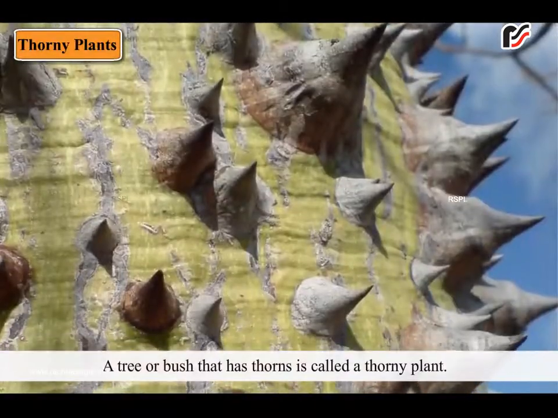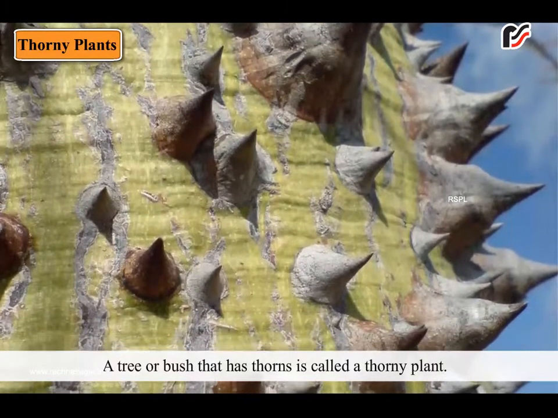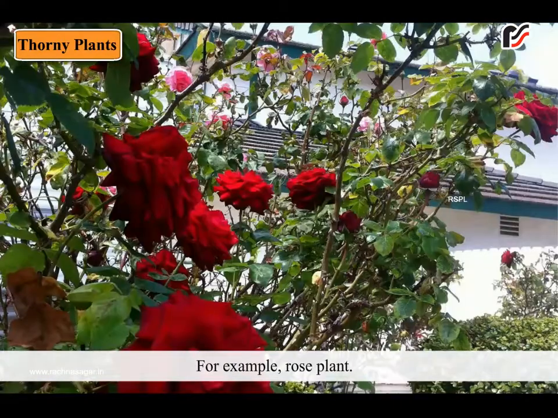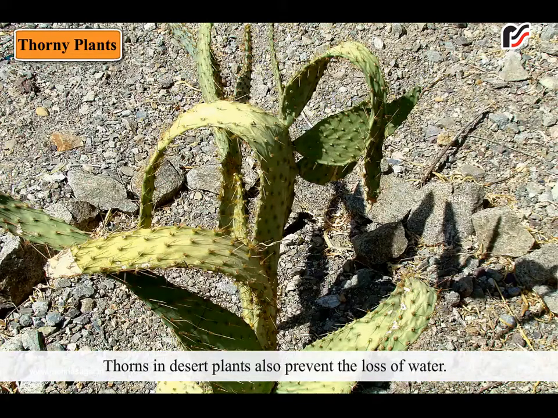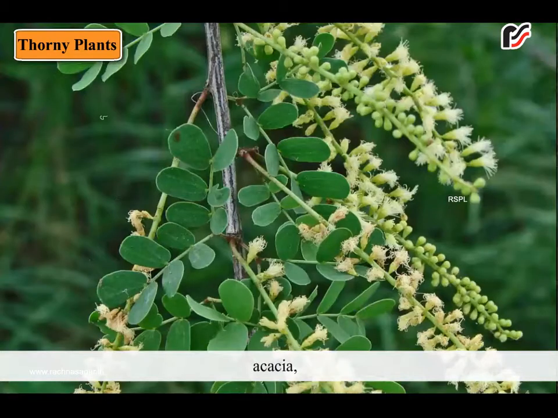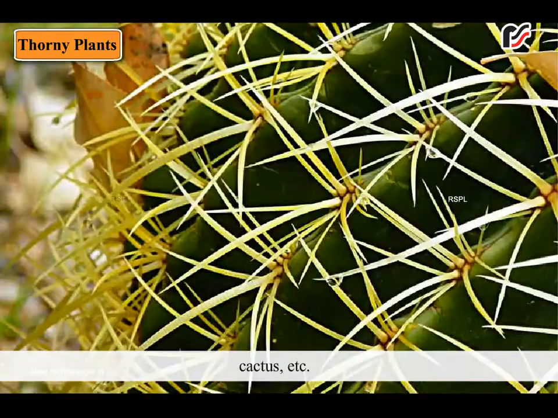A tree or bush that has thorns is called a thorny plant. For example, rose plant. These thorns protect them from their enemies. Thorns in desert plants also prevent the loss of water. For example, acacia, opuntia, cactus, etc.